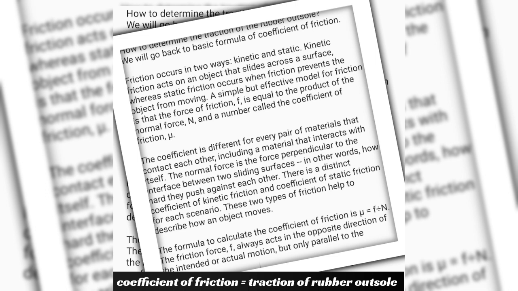A simple but effective model for friction is that the force of friction, F, is equal to the product of the normal force, N, and a number called the coefficient of friction, mu. The coefficient is different for every pair of materials that contact each other, including a material that interacts with itself. The normal force is the force perpendicular to the interface between two sliding surfaces, in other words, how hard they push against each other. There is a distinct coefficient of kinetic friction and coefficient of static friction for each scenario.